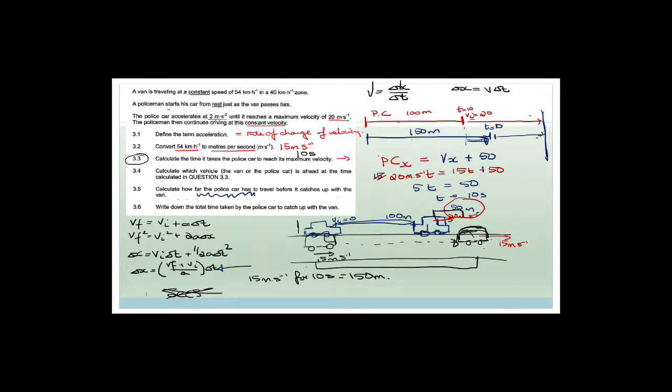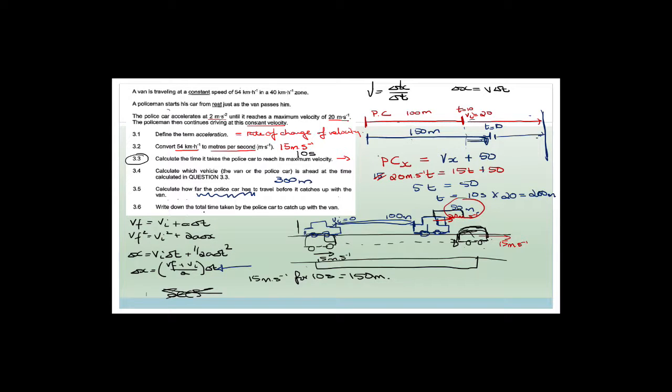So now what he's going to have to travel is going to be 10 seconds times 20 meters per second, which is 200 meters. Therefore, his total displacement is going to be 100 plus the new 200, which is 300 meters.